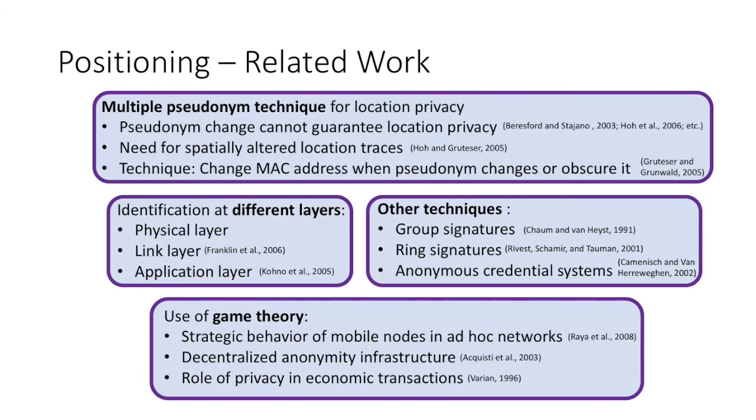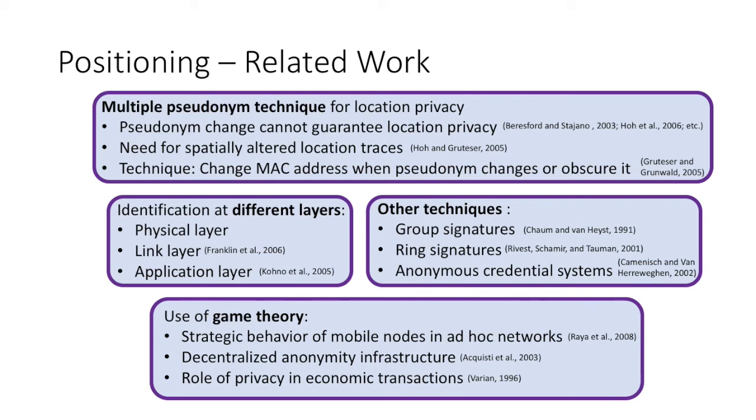Moving to the last point of this presentation, let's consider the positioning of this paper compared to other papers. Related work explains why the multiple pseudonym technique for achieving location privacy makes sense. It has been shown that the adversary can identify mobile nodes thanks to their location. So changing pseudonym is not a measure that will guarantee location privacy.